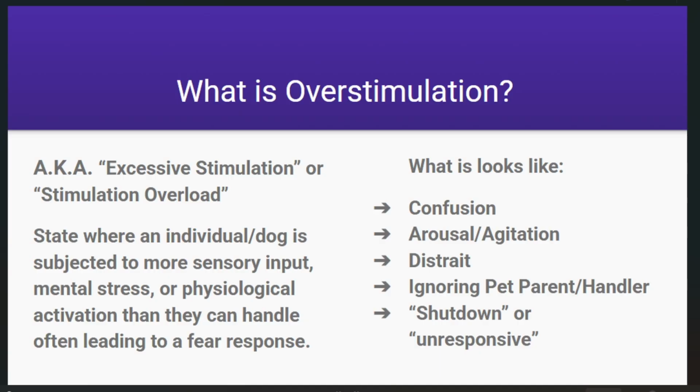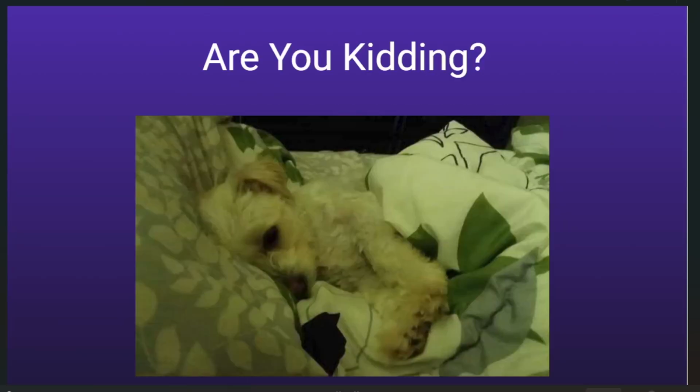So the four best known fear responses are fight, flight, freeze, fawn, or fidget, we call it in the dog world. What it looks like: confusion, arousal or agitation, distraught, otherwise known as distraction, ignoring the pet parent or handler, shut down or unresponsive. All right.